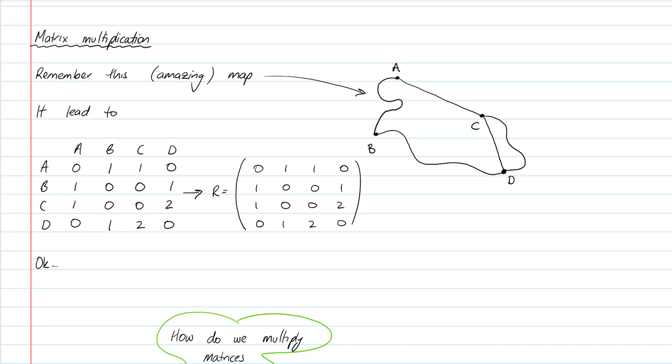I'm going to explain that way to you now. It does tend to look a little bit complex, and it's going to be pretty colourful, but it's very procedural. So we'll run through that in a second. Just remember this amazing map we had in the previous video, A, B, C, D. We assumed that they were towns of some sort, and there are road connections. It led to this matrix here, 0, 1, 1, 0, etc.